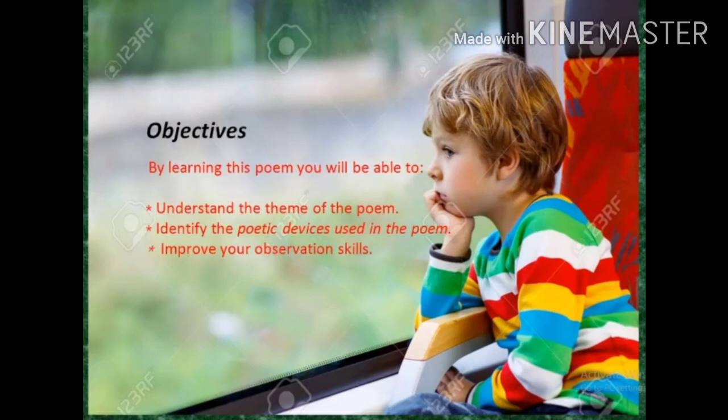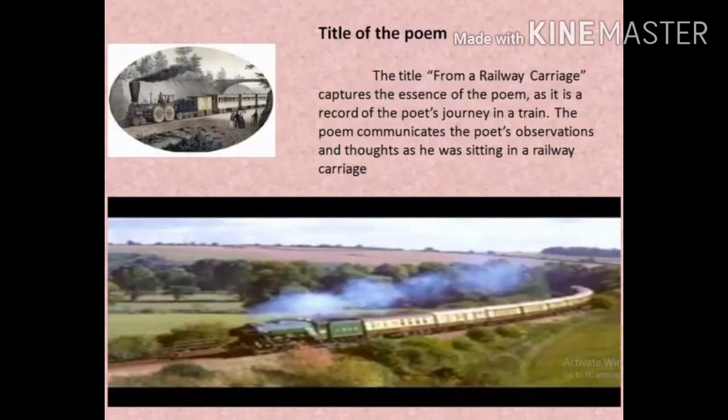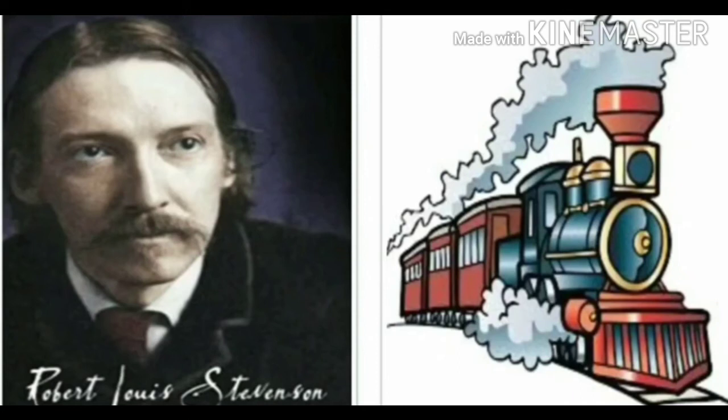Improve your observation skills. This poem captures the essence of the poet's journey in the train. The poem communicates the poet's observations and thoughts as he was sitting in a railway carriage. It presents a series of realistic images that enable the reader to experience the feel of traveling in a train.